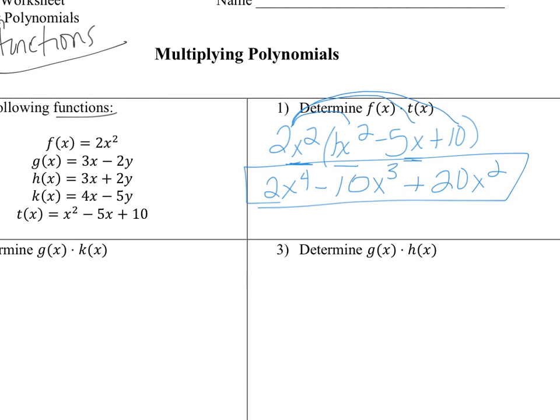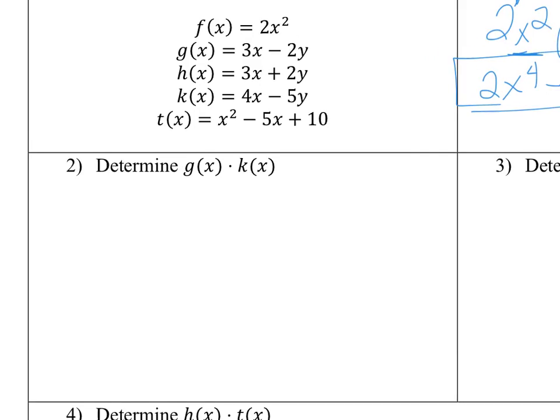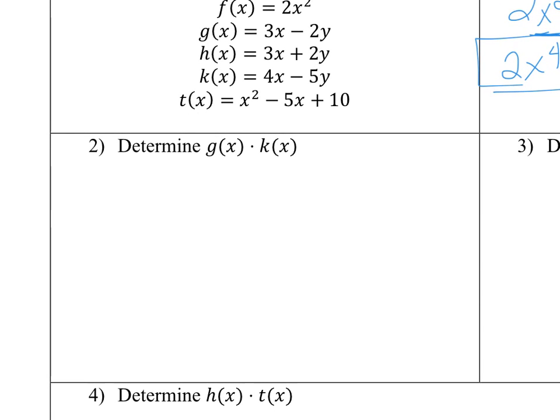Okay, next one. Moving down here, we have g of x times k of x. So g of x is 3x minus 2y, and k of x is 4x minus 5y. G of x is here, k of x is here. And what you can do is you take each term of this one and distribute it to those two. So you would take the 3x and multiply it times the 4x, and then times the negative 5y. And then you take the negative 2y and multiply that together. So that's one way to go about this.